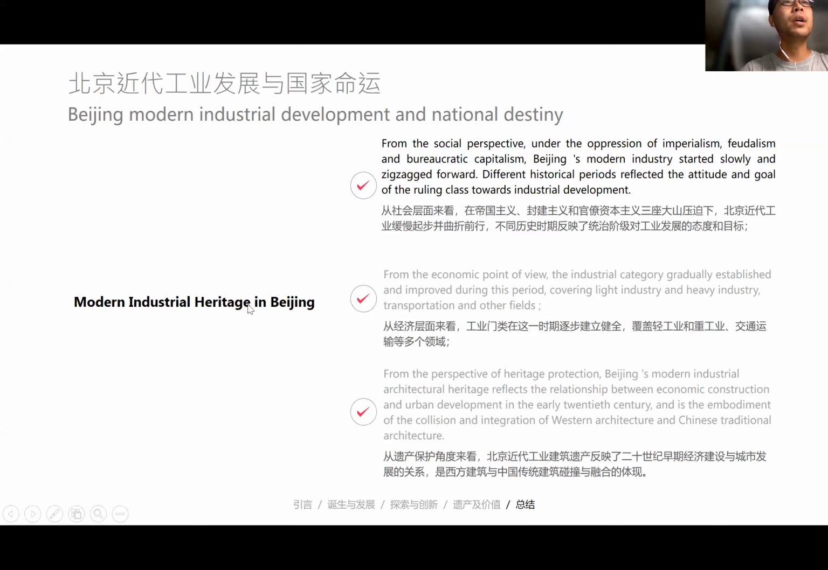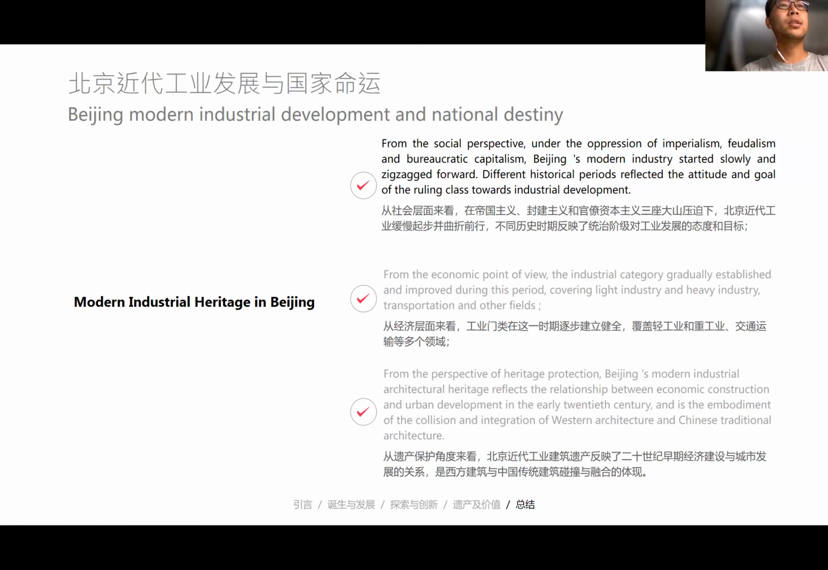From the social level, under the certain history of China, Beijing's modern industry started slowly and progressed in a special way. It is reflected in the attitude and the goal of the ruling class towards industrial development in different historical periods. At the economic level, industrial sectors were gradually established during this period, covering a wide range of fields such as light and heavy industry and transportation and so on. From the perspective of heritage preservation, Beijing's modern industrial architecture reflects the relationship between economics, construction, and urban redevelopment.